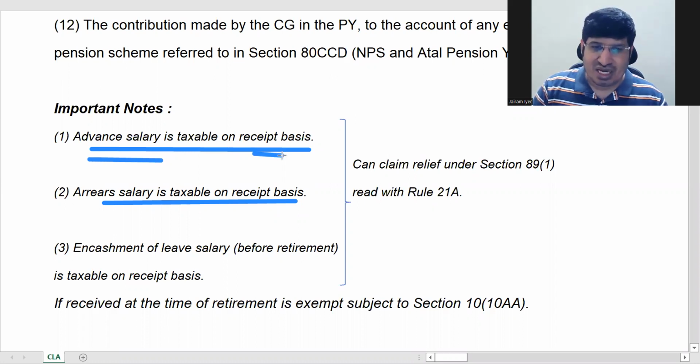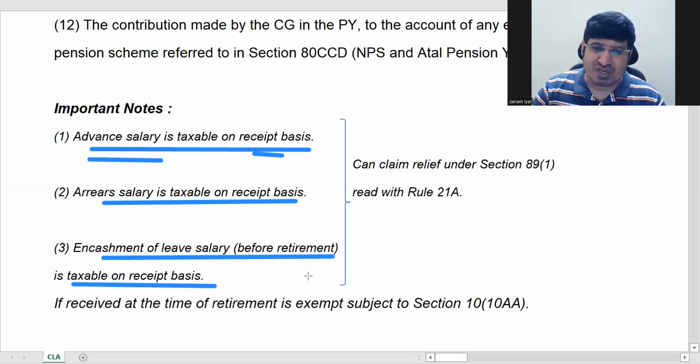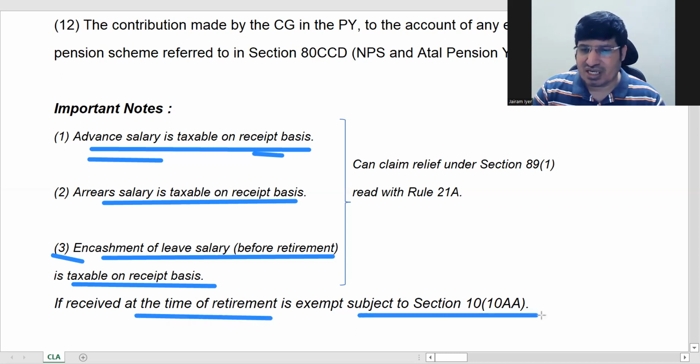And leave encashment is taxable on receipt basis if it is before retirement. Because before retirement you will receive it first. It will never get due before retirement, which is why it is taxable on receipt basis if you are getting it before retirement. And for point 3, if received at the time of retirement, we'll see how the exemption works in this section.